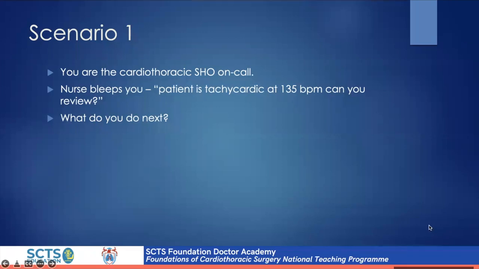Go and see the patient. Yeah, definitely. So it's really important that obviously you're going to prioritize this patient and go and see them as soon as possible. But what can you say to the nurse on the phone to maybe help you in that sense? Because the only information that we have at the moment is we've got a patient on the ward who's tachycardic, 135. What else do you want to know?